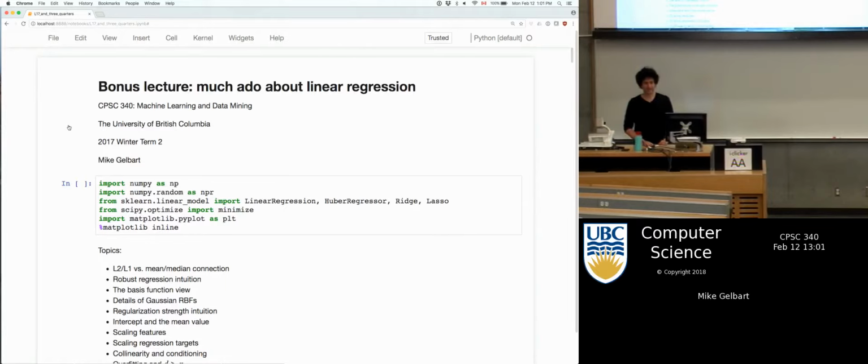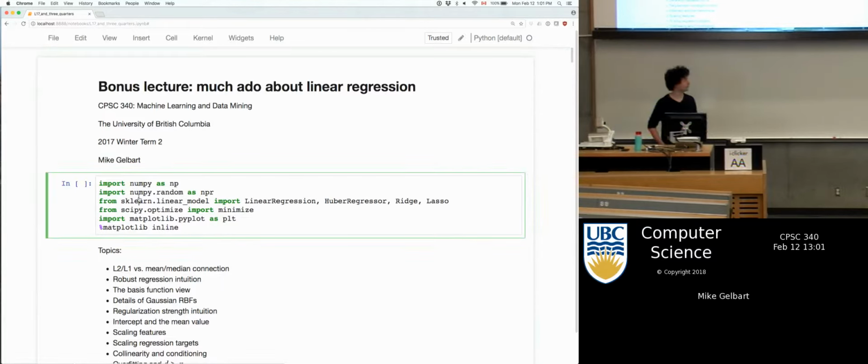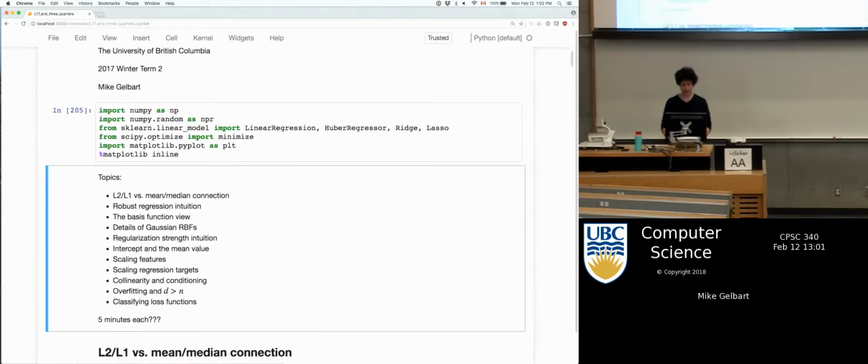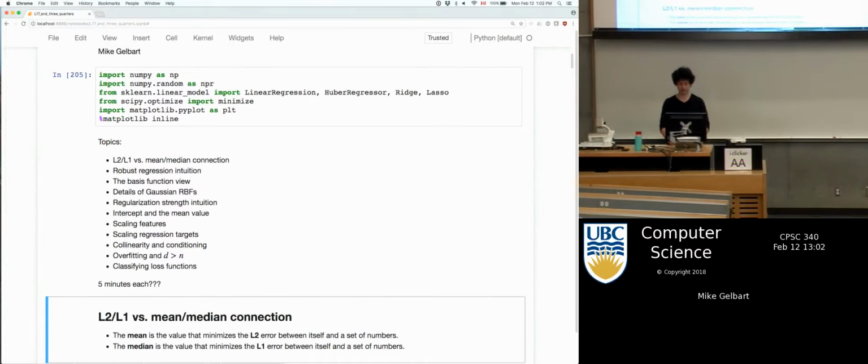With an empty room. Anyways, I want to talk about some extra linear regression stuff. So I prepared this bonus lecture. Hopefully you can see it. There's a lot of things I want to talk about, and I hope the camera's rolling for about 55 minutes, so I'll just go really fast, and I guess there won't be any questions, so that'll save time.